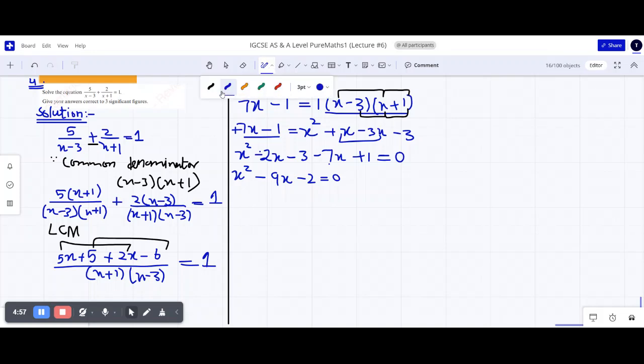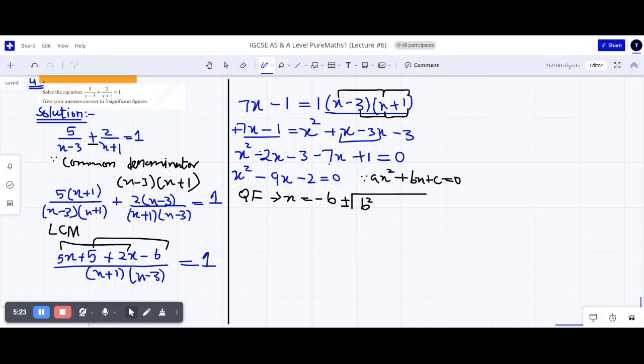Now we got a quadratic equation, because the general form of a quadratic is ax squared plus bx plus c equals 0. We got the same, so we will use the quadratic formula to solve. The quadratic formula is x equals minus b plus or minus the square root of b squared minus 4ac, divided by 2a.